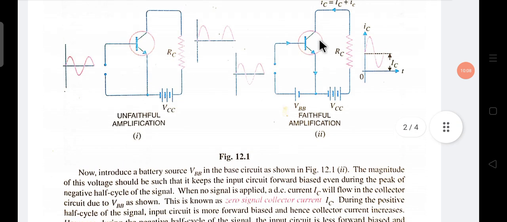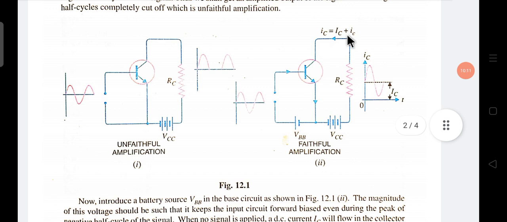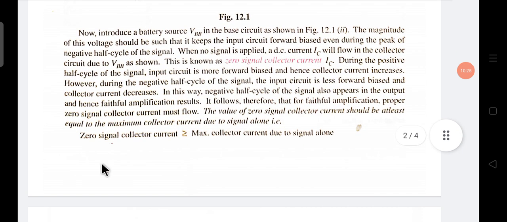This small IC is called the DC IC, and the total IC is the IC current. That small IC is called the zero signal collector current. When there is no signal, the small DC collector current is there. Then the zero signal collector current should be greater than or equal to the maximum collector current due to the signal alone.